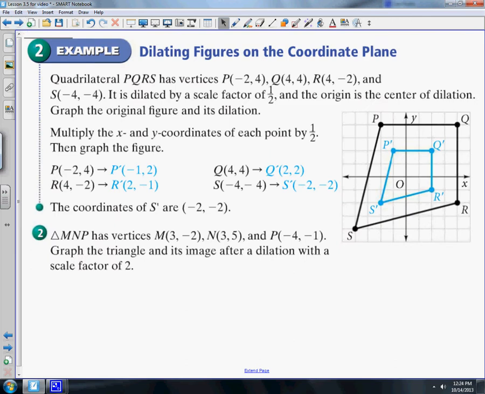So, dilating figures on a coordinate plane. Quadrilateral PQRS has vertices, and they give them to you, and it's dilated by a scale factor of 1/2. The origin is the center of the dilation. Graph the original figure and its dilation. So, pretty simple. They took the point P, which is -2, 4, right here, and multiplied it by the scale factor of 1/2. Half of -2 is -1. Half of 4 is 2. So my new point P is -1, 2, which is right here. And it's called P prime, remember, with the little tick mark. They did that in blue on all of these points, and then they have a whole new kite figure.